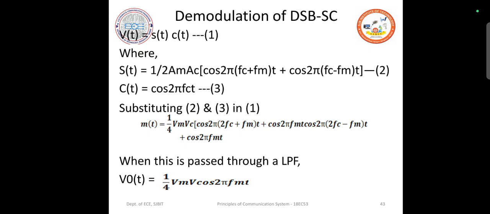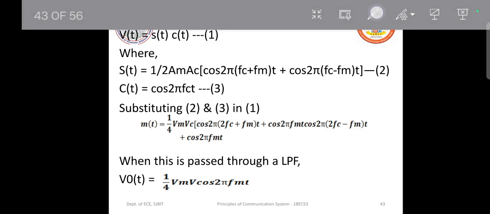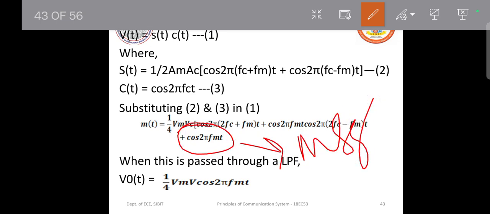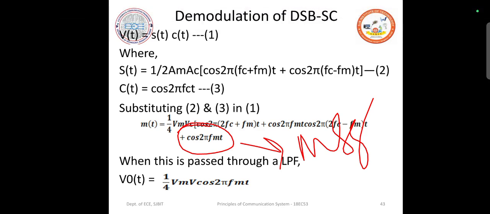What you will get is 1/4 Am Ac into cos of 2π(2fc + fm)t, which is a high frequency component, then cos 2π(2fc − fm)t, plus cos 2πfm t. If you observe the third component right here, this becomes your message signal. So this is how the demodulation is performed, which is obtained after passing the signal through a low pass filter. So we'll stop at this point, and in our next class we shall move on to SSB. Okay, thank you.